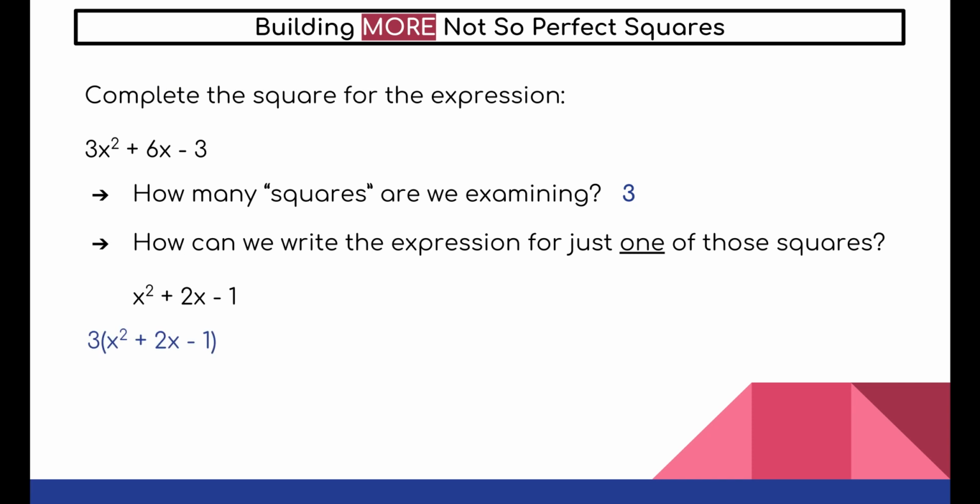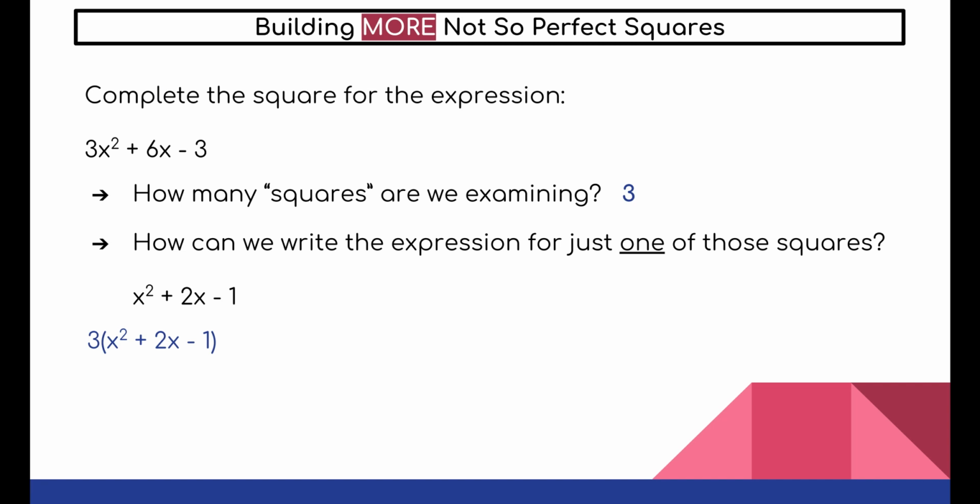So what we're really saying is that we have 3 squares whose area is each described by x squared plus 3x minus 1. So now we want to put the vertex form in for each one of those individual squares. So we're going to go through the same process.